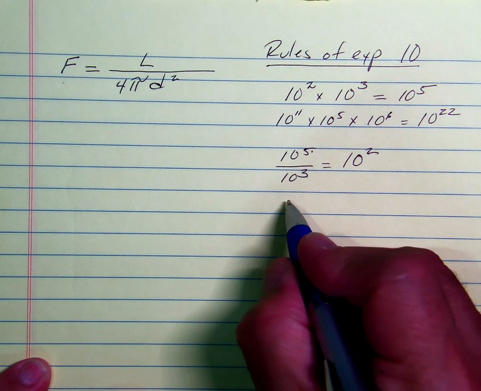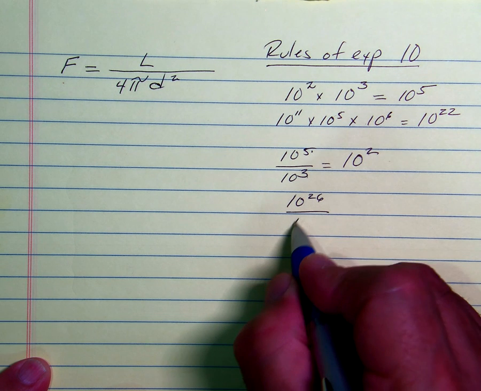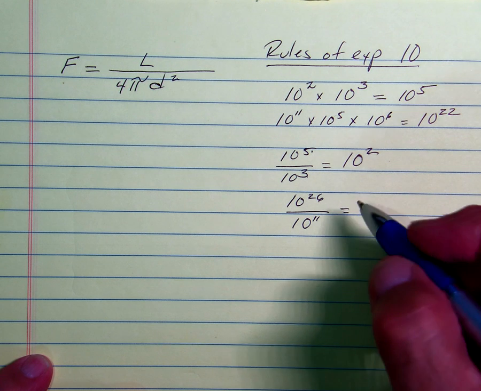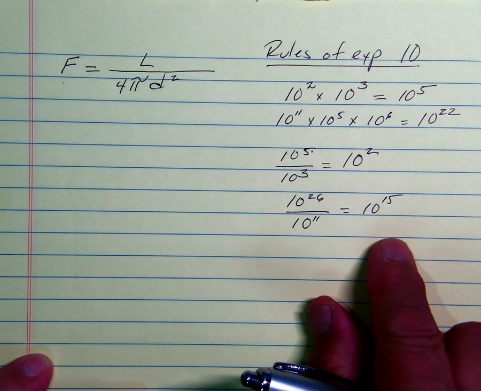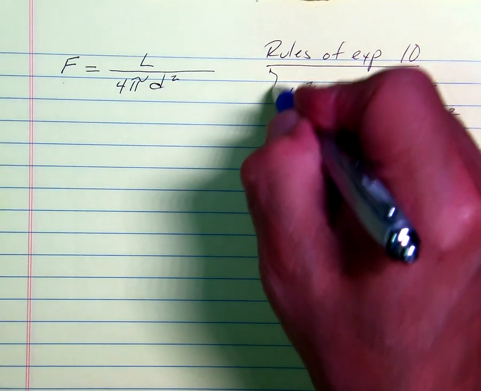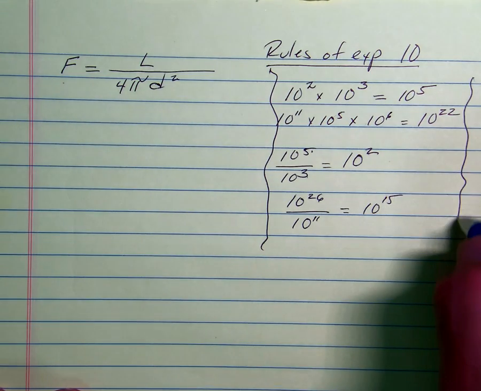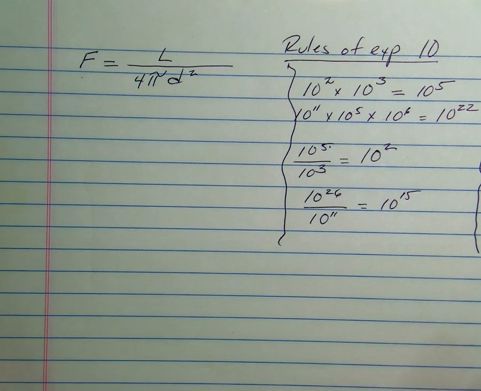Another example, 10 to the 26 divided by 10 to the 11th power. All you do is subtract 26 minus 11. That would be 10 to the 15th power. Boom, simple. So just remember the rules of 10, and then that will allow us to solve any problem that we deal with in flux, keeping it simpler for you to do the arithmetic.